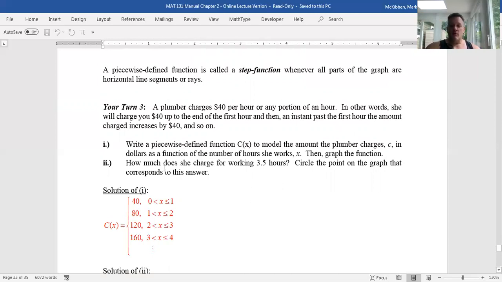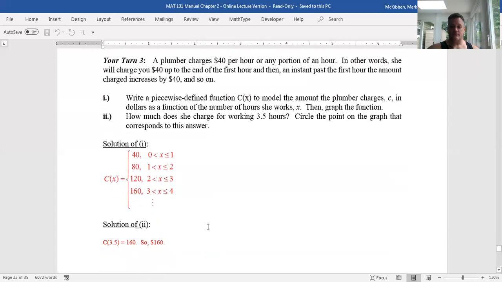And then here, how much does she charge for working 3.5 hours? All you have to do is locate where that x value is in which of these intervals. And here it occurs smack dab in the middle of this interval. And so she would charge $160 for such a visit. All right, that's how you use that.